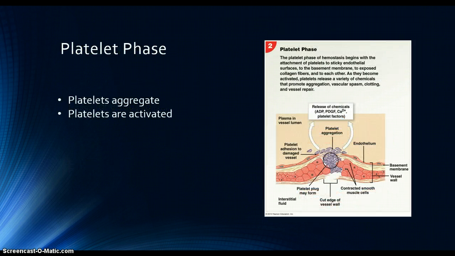The platelet phase begins when the sticky endothelial cells attract the platelets and make them stay there. They're going to form an aggregate, a mass of platelets. And once these platelets start accumulating there, they get activated. When they are activated, they release a variety of chemicals that promote further aggregation, promote vascular spasm, and finally clotting and then vessel repair.